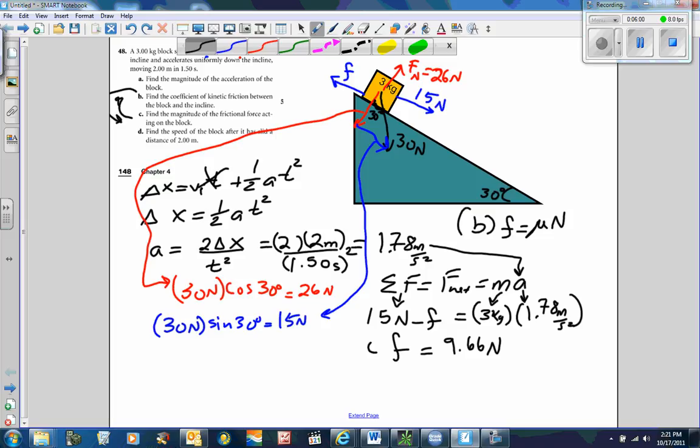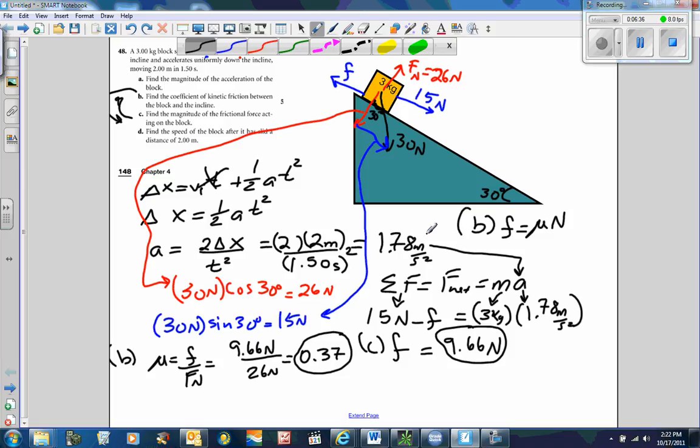All right, that's C. Now I can find B, because the coefficient of friction is the frictional force divided by the normal force. That's going to be 9.66 newtons divided by 26 newtons. When I do that, I get 0.37. And remember, there are no units for that. So there's my answer to B, there's my answer to C, and here's my answer to A.